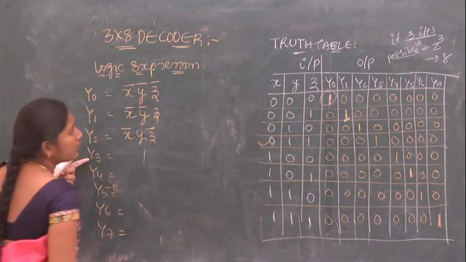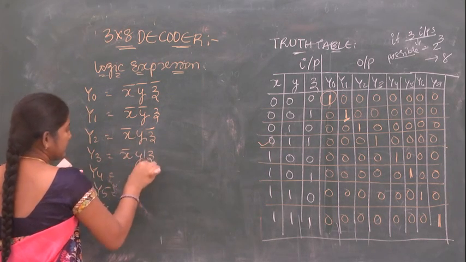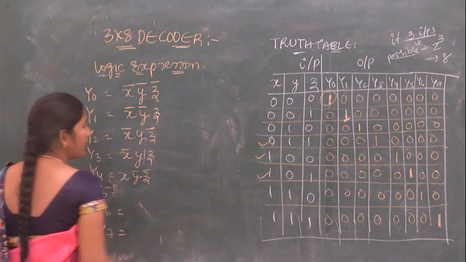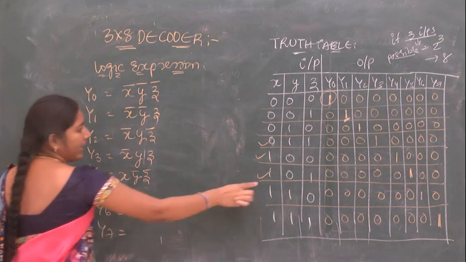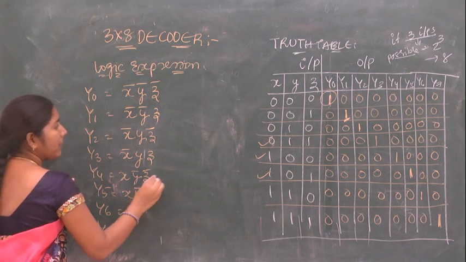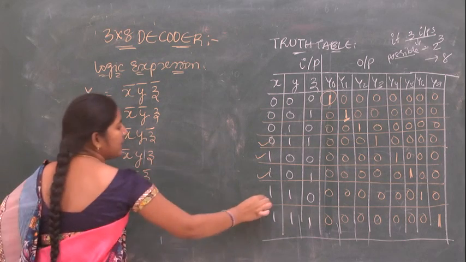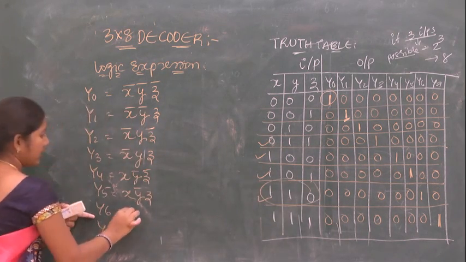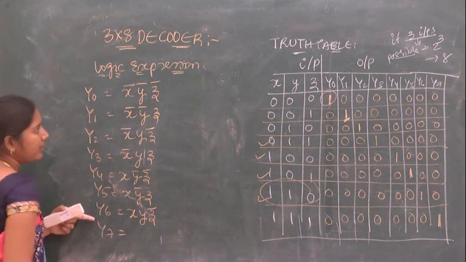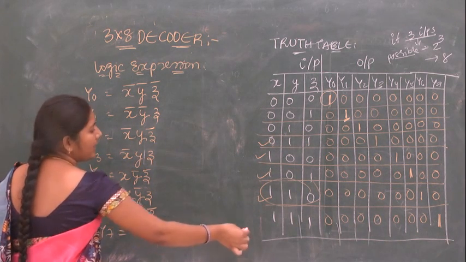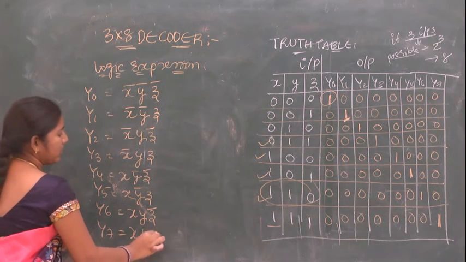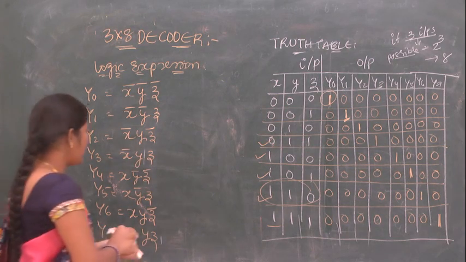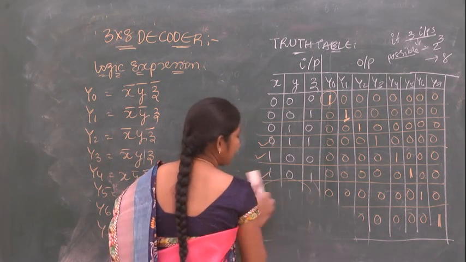For Y3, which is what? X bar, Y, Z. For Y4, X, Y bar, Z bar. For Y5, X, Y bar, Z. For Y6, to get Y6 high, the input combination is X, Y, Z bar. And to get Y7 high, the combination is X, Y, Z. With this, the logic expression is over. Now we will develop a logic diagram.